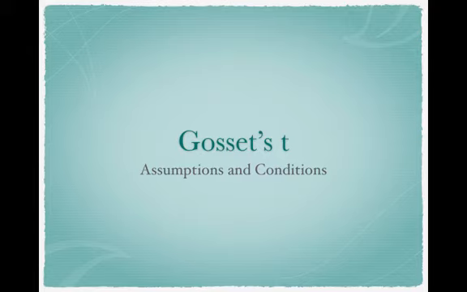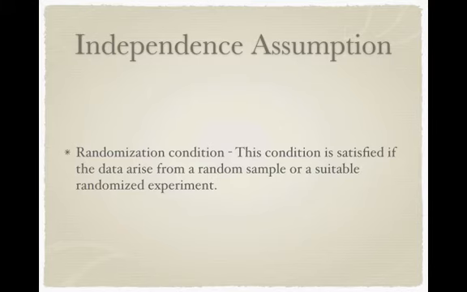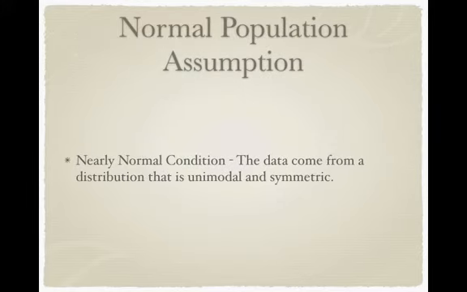So we actually have two different types of assumptions. The first one is called the independence assumption. The condition that has to be met under this is the randomization condition. This condition is satisfied if the data arise from a random sample or a suitable randomized experiment. So one assumption and condition that we have to have is a random sample, or as random as we can get.